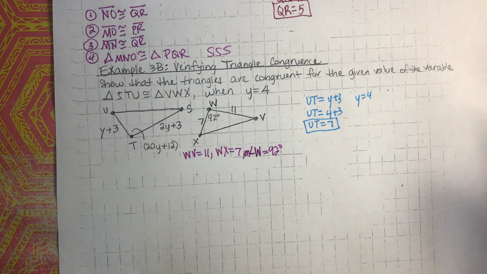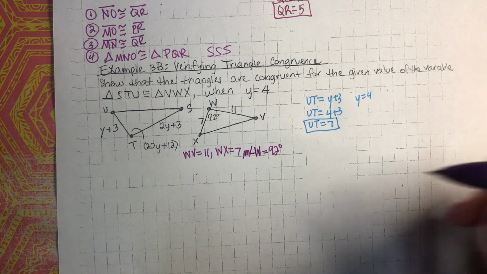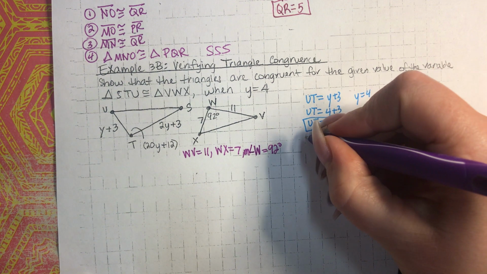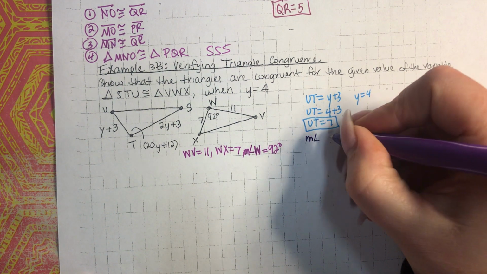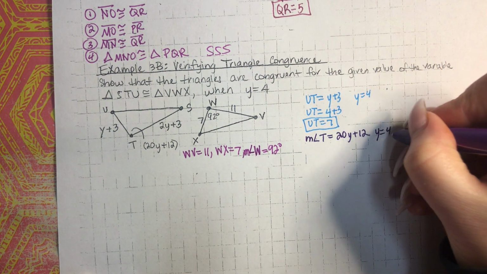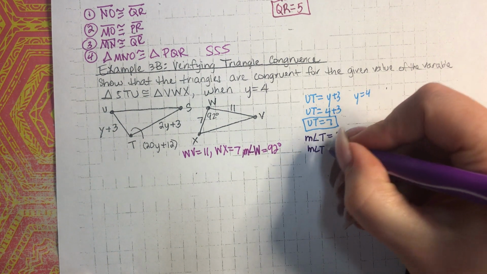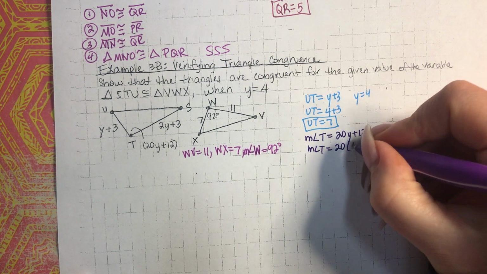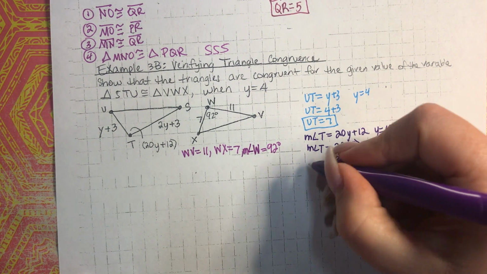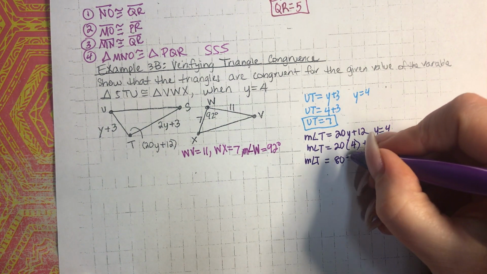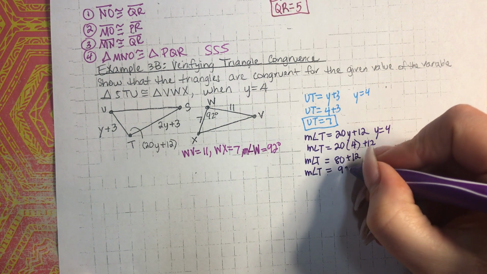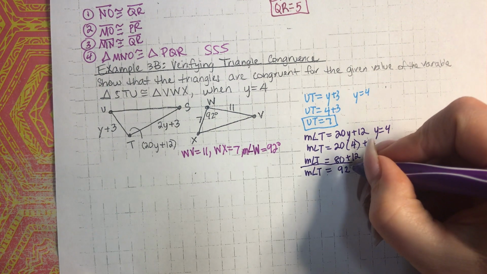Okay, I'm going to change the color. Let's do the next one. Let's do this angle. The measure of angle T is equal to 20y plus 12, and y equals 4. Substitute it in. 20 times 4 plus 12. 20 times 4 is 80. And then we just have 92 degrees.